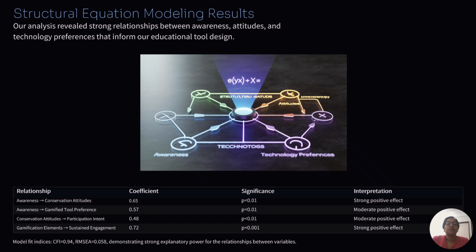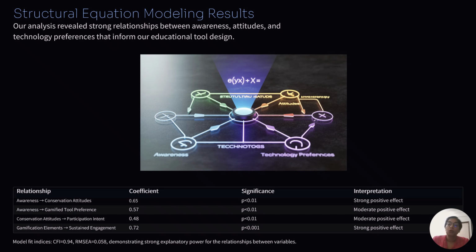Our structural equation model confirmed two strong relationships. First, environmental awareness has a positive impact on conservation attitude, with a coefficient of 0.65, and the result is statistically significant with P less than 0.01.